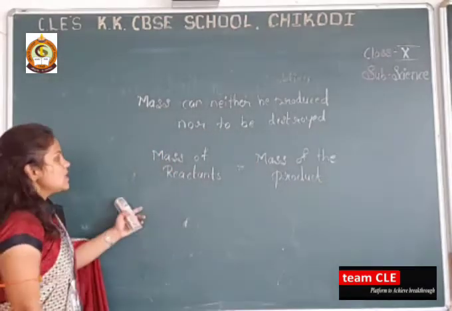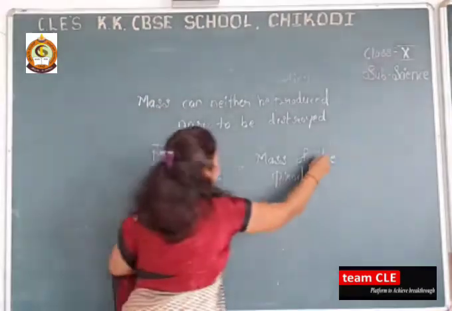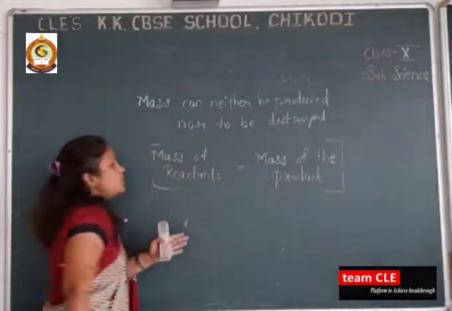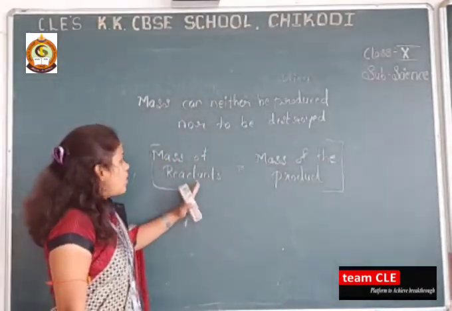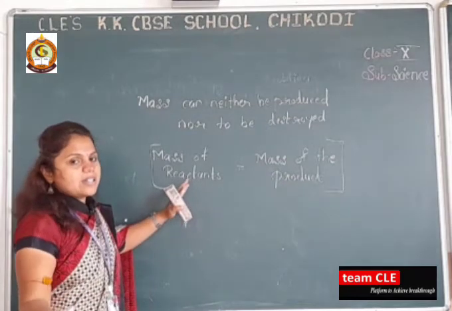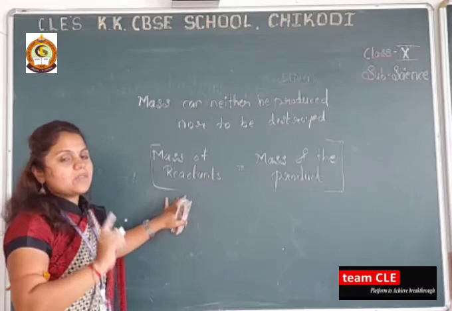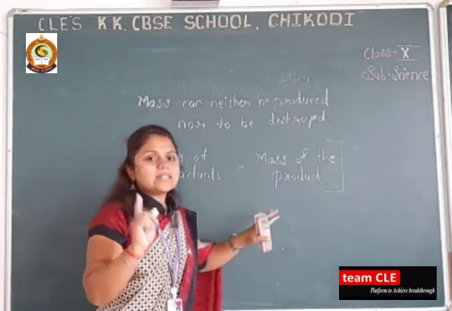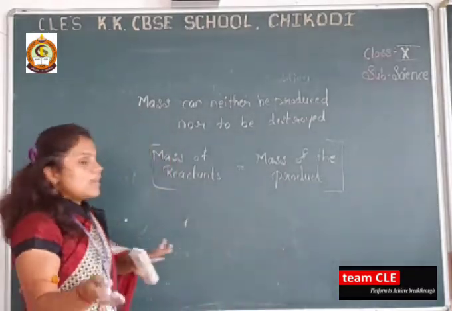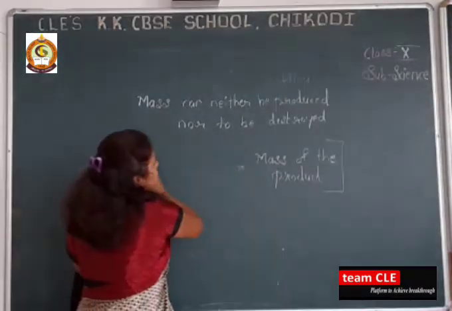So here, this theory we have to follow. According to this theory, mass can neither be produced nor be destroyed. So that's why we have to go for balancing the chemical equation. Okay, let's come back to the magnesium oxide itself.